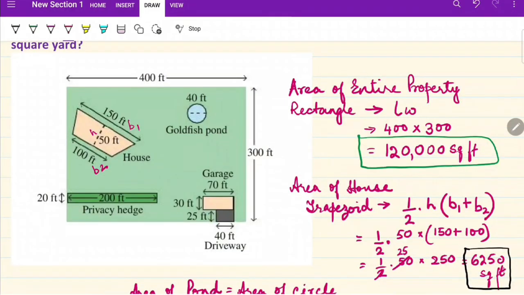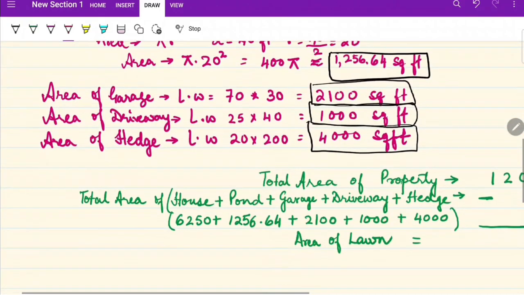So now that we have found the individual areas, starting with the area of the entire property and then the areas of the different structures within the property, we can find the area covered by the lawn by subtracting the sum of the areas of the different structures from the total area of the property. So here we found the area of the entire property is 120,000 square feet. So from there we have to subtract the area of the house, the area of the pond, garage, driveway, hedge, and that will give us the area of the lawn. So let's work that here.